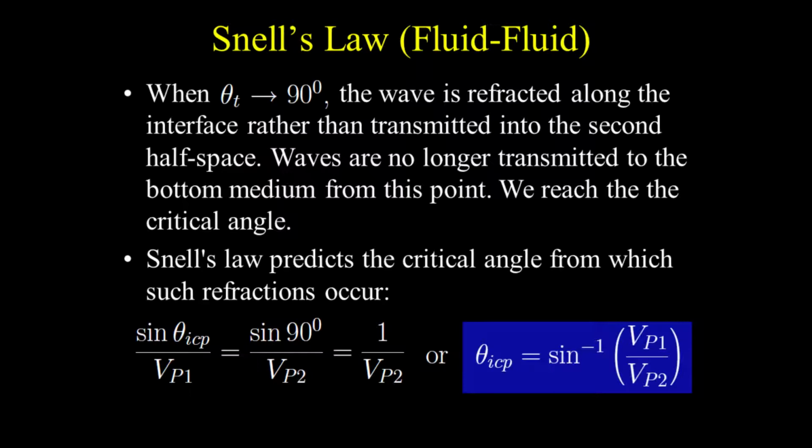So the critical angle is not possible when the velocity of the top layer is greater than the velocity of the bottom layer, because the transmitted angle can never reach 90 degrees in this case, as illustrated in the previous slide. Snell's law predicts the critical angle from which such refractions occur as the inverse sine of the ratio of the velocity of the top layer over the velocity of the bottom layer.